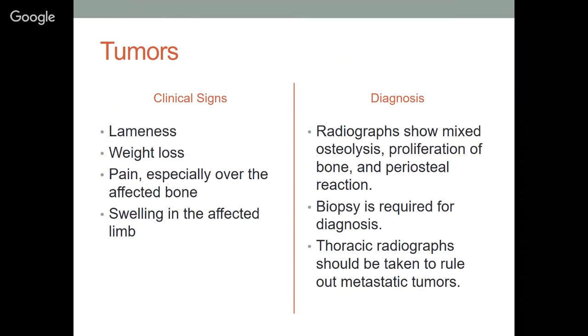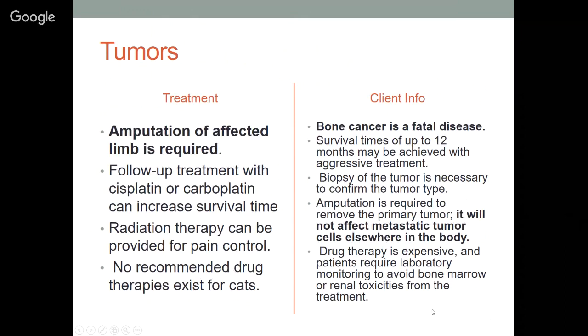We do want to do thoracic radiographs so we can rule out metastatic tumors. We want to do that before you put them under any anesthetic procedure. Amputation of the affected limb is required. If they don't want to do that, we are going to lose the animal much sooner. Follow-up treatment with cisplatin or carboplatin, a chemotherapeutic agent, can increase survival time. Radiation therapy can be provided for pain control. There are no recommended drug therapies that exist for cats.